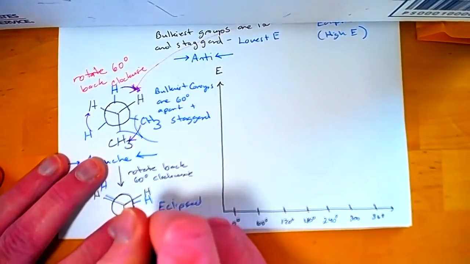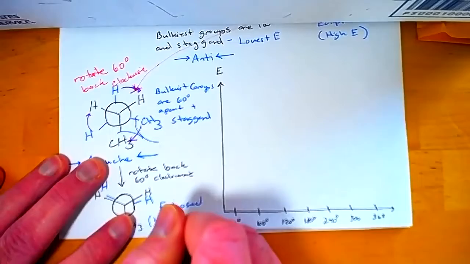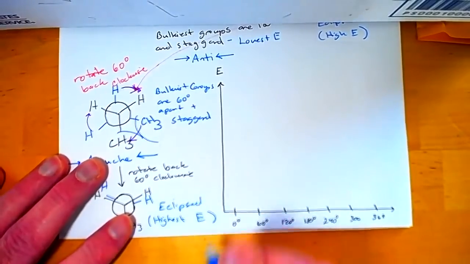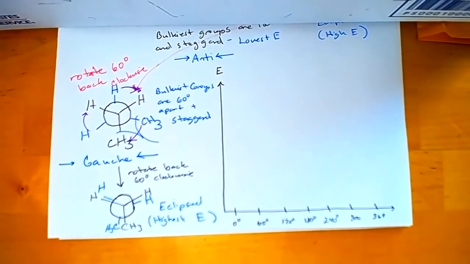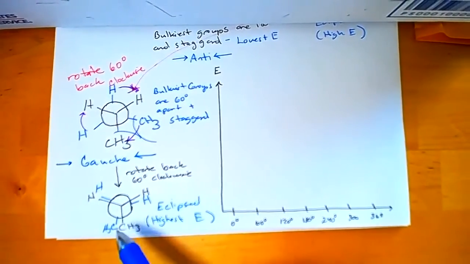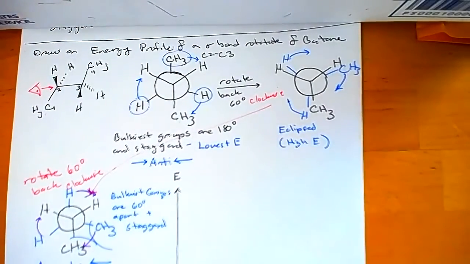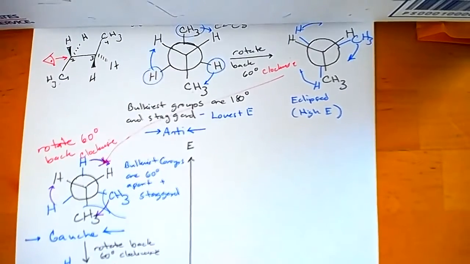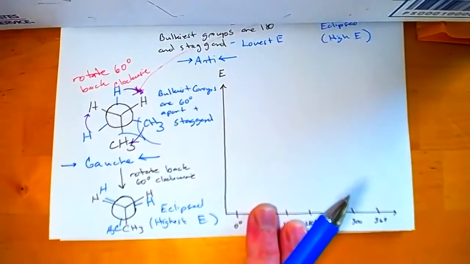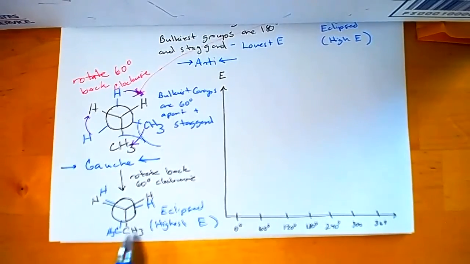but this particular eclipsed is going to be the highest in energy. Now there's no special name that I'm aware of for that, but what you want to recognize is that this eclipsed is higher in energy than this one. Now why do you think that is the case? And if you said, well, it's due to sterics, you're exactly right. The two bulkiest groups here are on top of each other, and so there's a lot more sterics, or what we call static repulsion, between those groups.